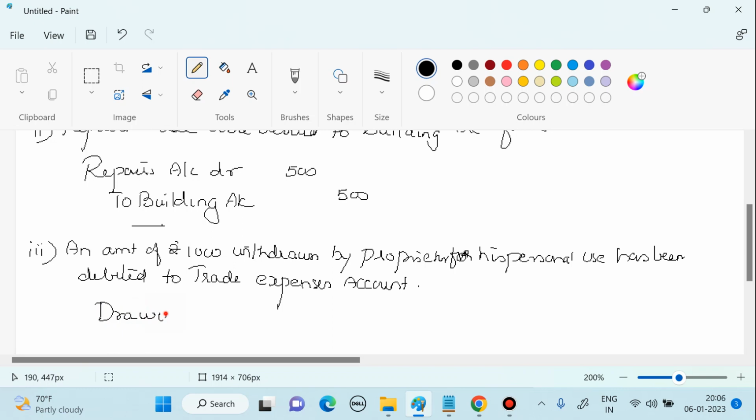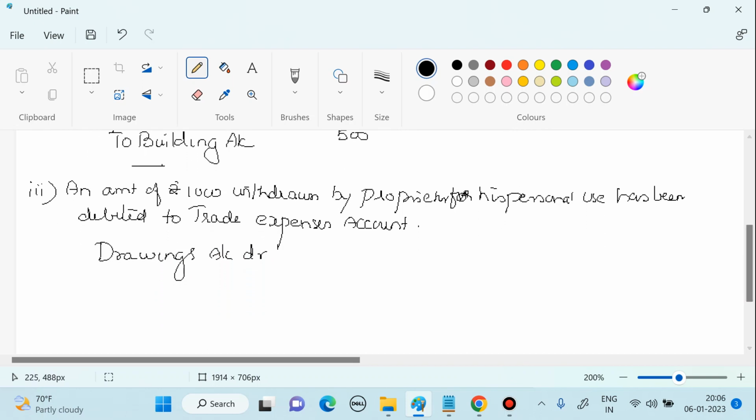We will do that now. But wrongly they debited trade expense. So what will we do? To nullify the debit, we would credit it. Clear? Yes, ma'am.